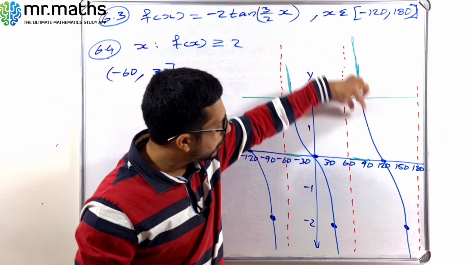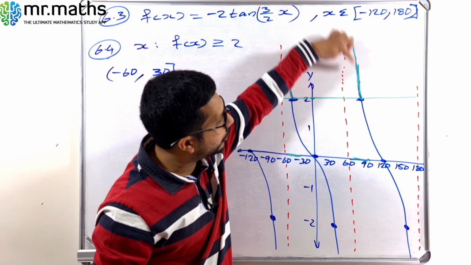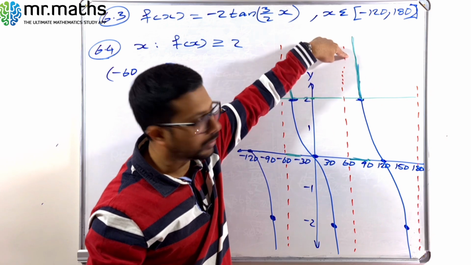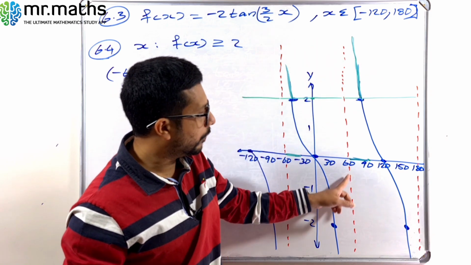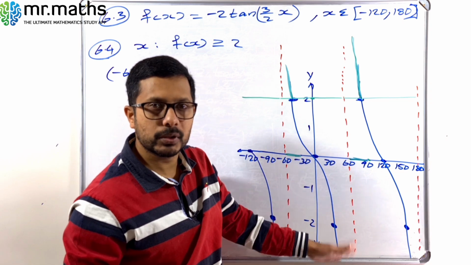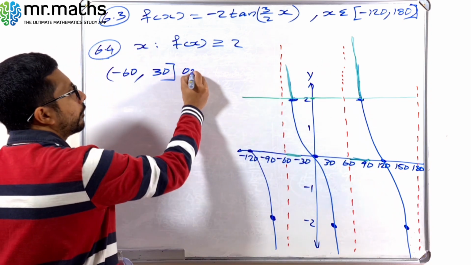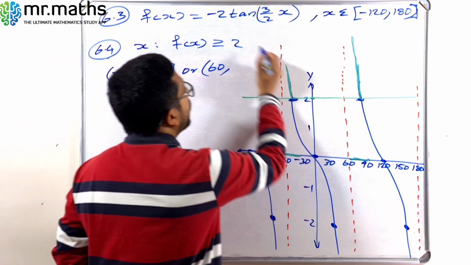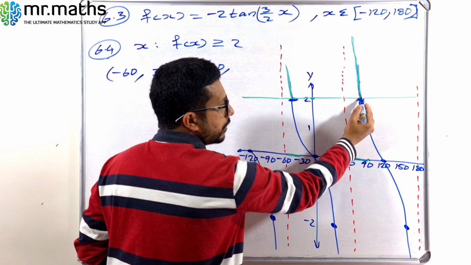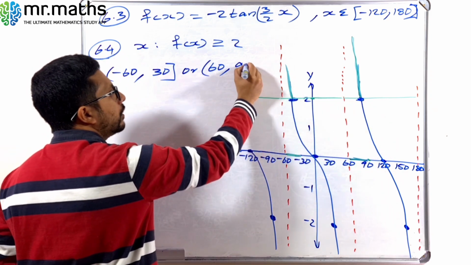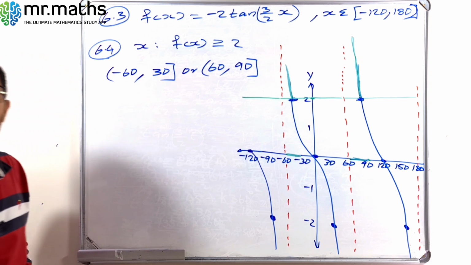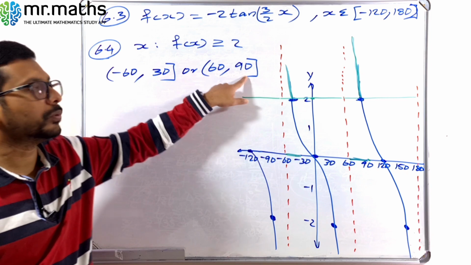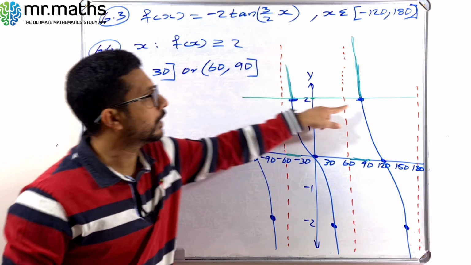Now between 60 and 90, the y value is greater than 2, am I right? Here also don't include 60 because 60 is the asymptote, but you can include 90 because it is greater than or equal to 2, and at 90 it is equal to 2. So 60 to 90, with 60 not included. So the answer is minus 60 to minus 30 or 60 to 90, where the y value is greater than 2.